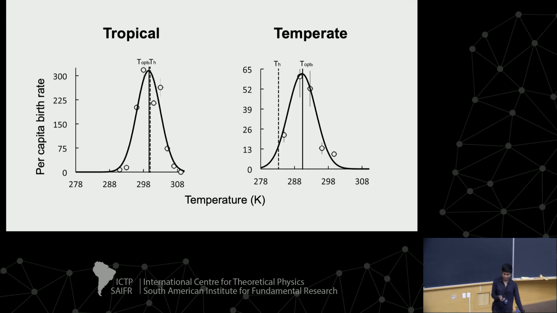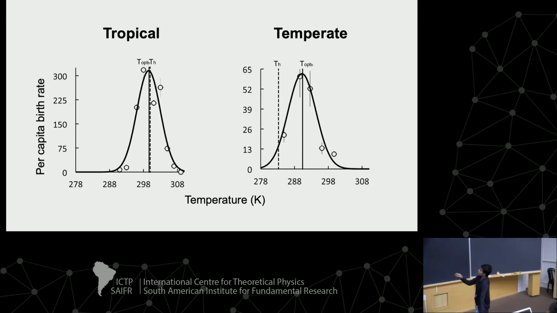Let me give you an example. Here are birth rate responses for tropical and temperate species. You can see the dashed line is the mean habitat temperature. The solid line is the optimal temperature. These are real data from real species. You can see they practically coincide in tropical species, right? Why? Because they experience so little fluctuation, they maximize fitness by being at the mean, because the mean is what you experience all the time, right? Does that make sense? So that's how you maximize fitness.